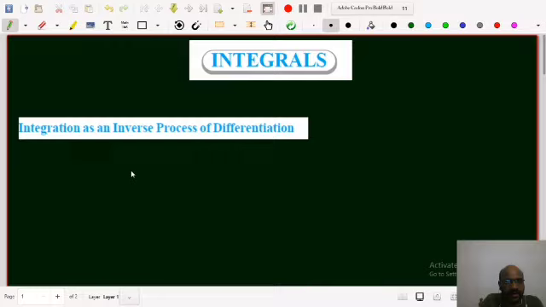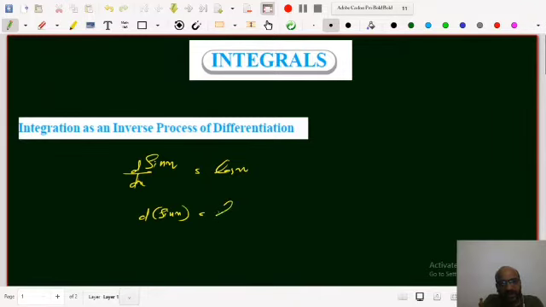Consider one example, d by dx of sin x. What is the derivative of sin x? You all know that it is equal to cos x. Okay, so d of sin x. What is d of sin x? You can take this dx to the right hand side. d of sin x equals cos x dx.